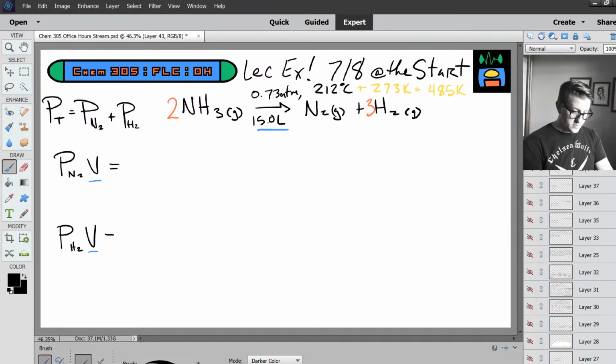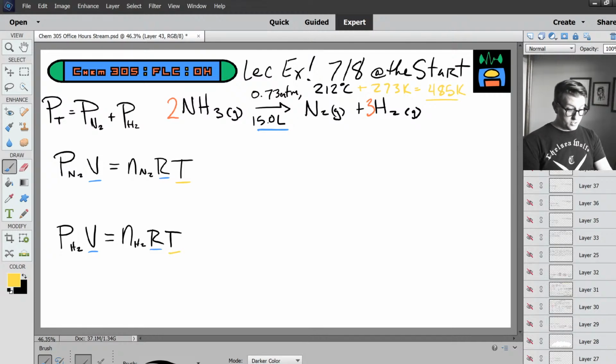Is equal to the moles of nitrogen times R, and again, R is the same for nitrogen and hydrogen, times the temperature. And again, these two things happen in the same reaction vessel. The temperature is the same for both gases. So for hydrogen, pressure times the volume is equal to the moles of hydrogen times R times T. R is the same, temperature is the same.